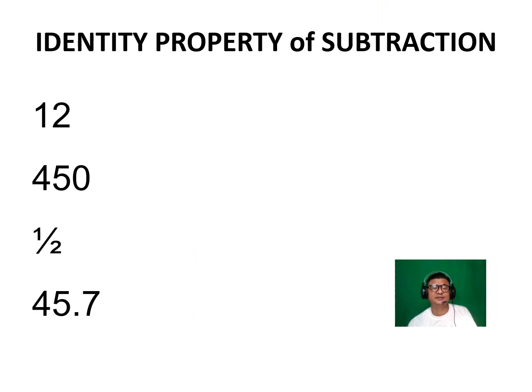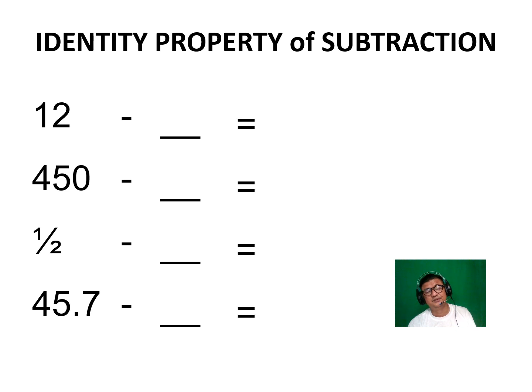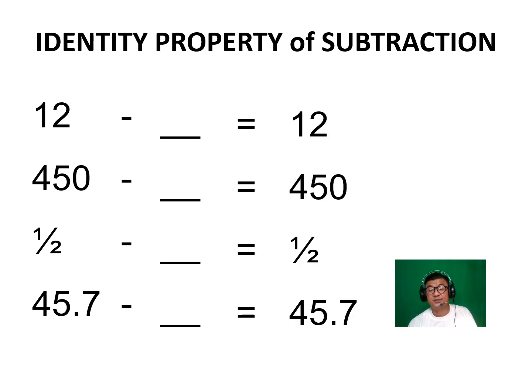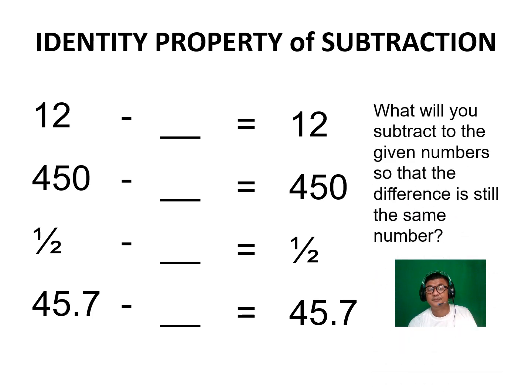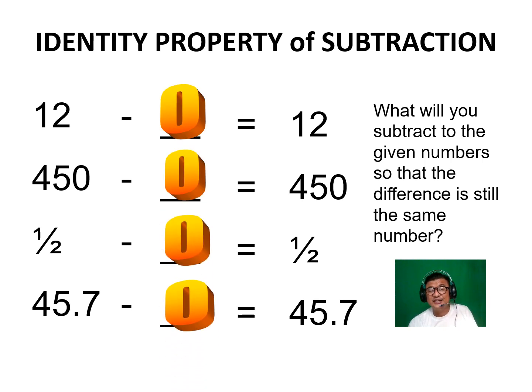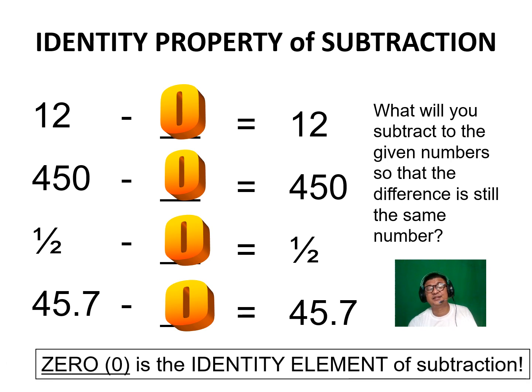Next, how about the identity property of subtraction? What do I subtract to 12 or to the fraction or to the decimal and the result is still the same? What will you subtract? Think, write in the chat. Okay, correct. The answer is, again, 0. Take away nothing. It's still the same number. So 0 again is the identity element for subtraction.